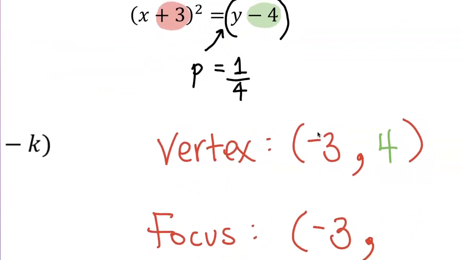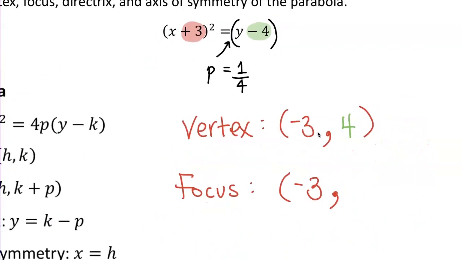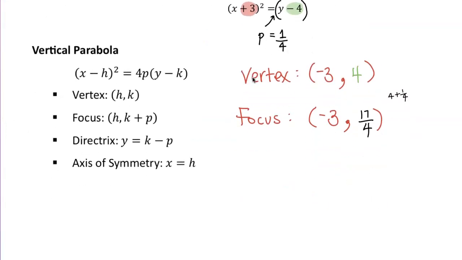So to find the focus, you will have to add 4 plus 1/4. So this point will be 4 plus 1/4, and that is going to be 17/4. So that p will help us find the other parts. So just keep that.